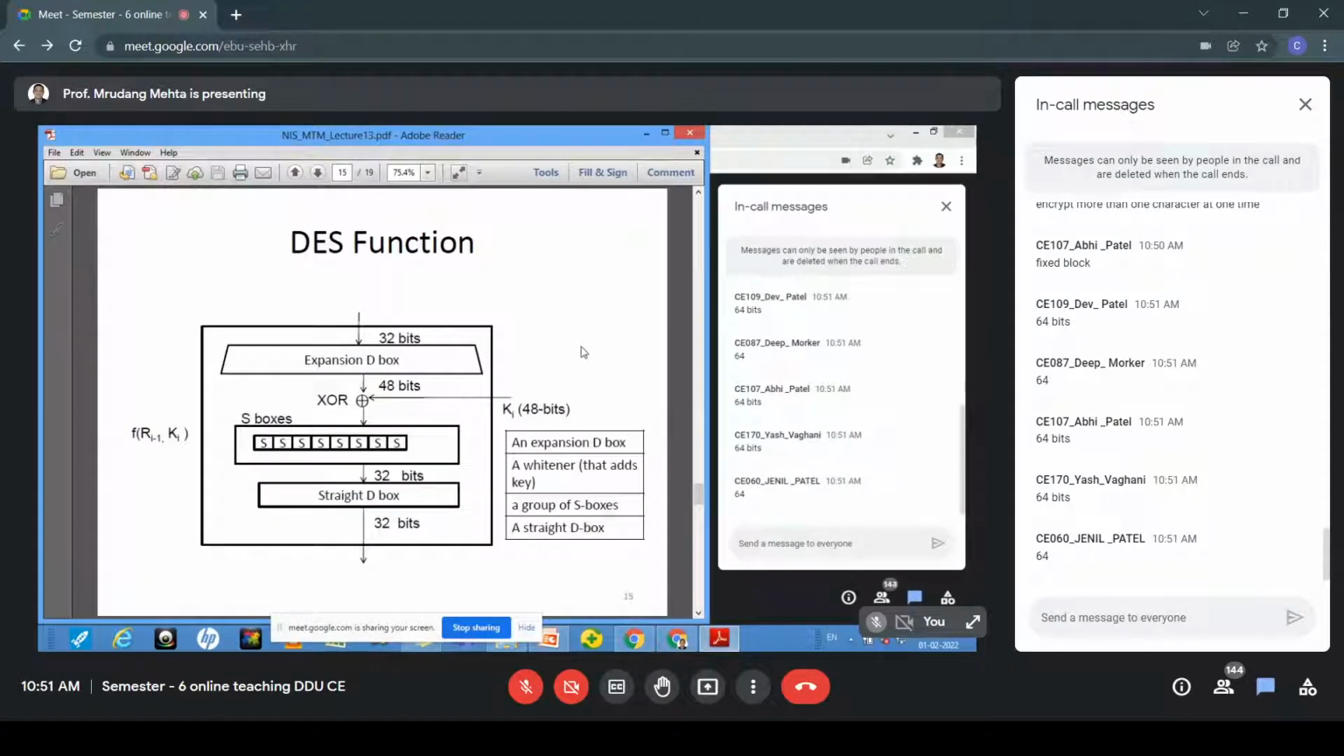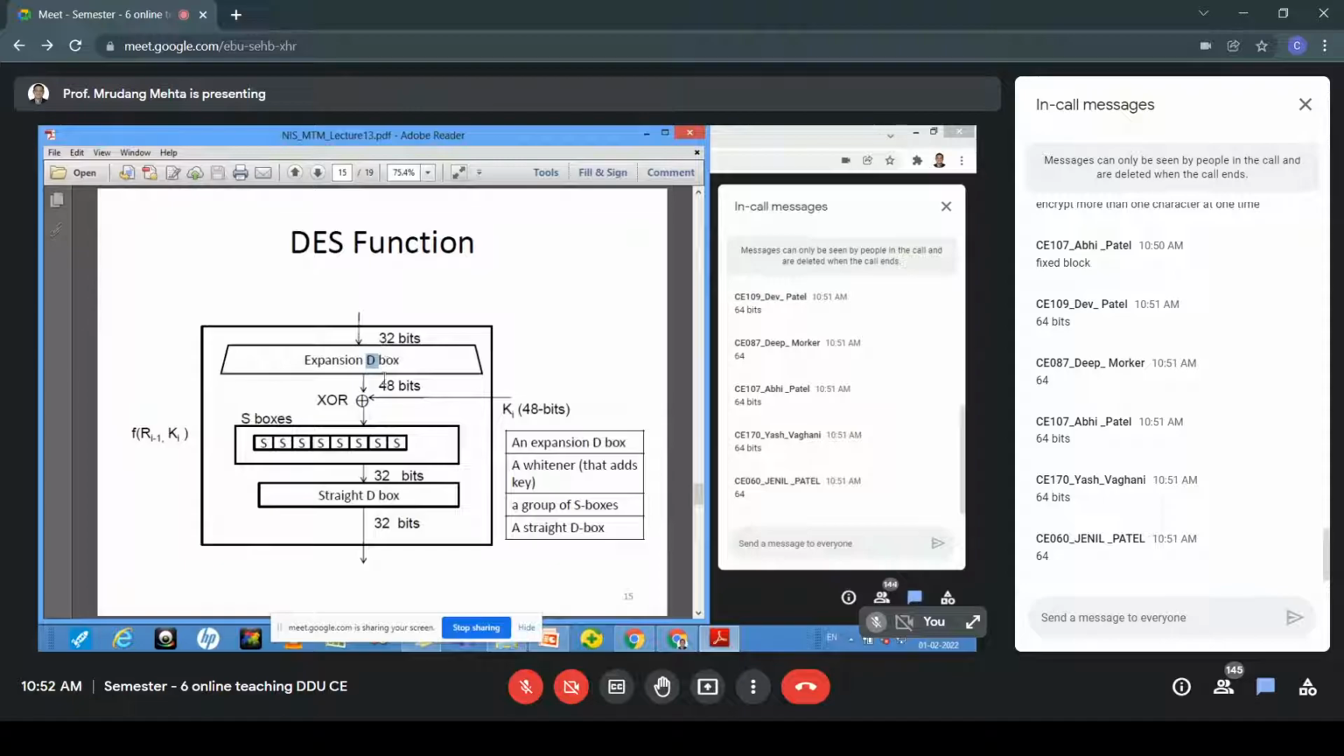Then we saw the overall DES function. In the slide which I have shared, I have written expansion D box, but it is actually expansion P box. I will modify this and upload it again. Expansion P box means permutation.